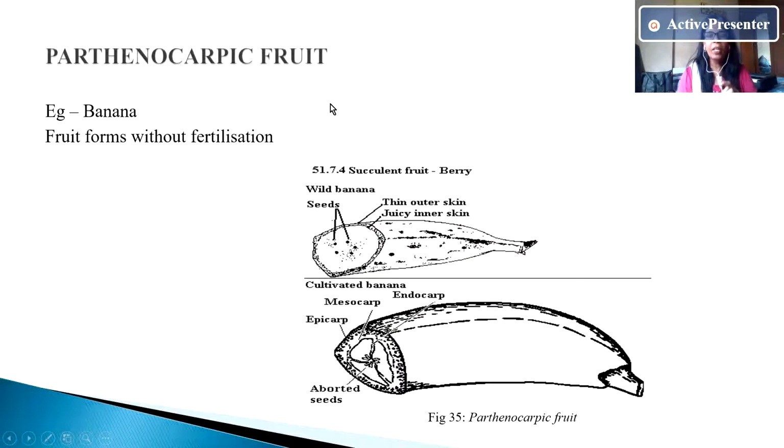And a parthenocarpic fruit, for example banana, forms without fertilization. The small black colored structures you can see inside the banana are the abortive ovules, that is, the banana seeds we can say, and there is a thin outer skin, juicy inner part, in the cultivated banana. Endocarp, mesocarp, epicarp. Here the aborted seeds, the black colored structures you can see inside the banana. This is known as a parthenocarpic fruit, a fruit formed without fertilization.